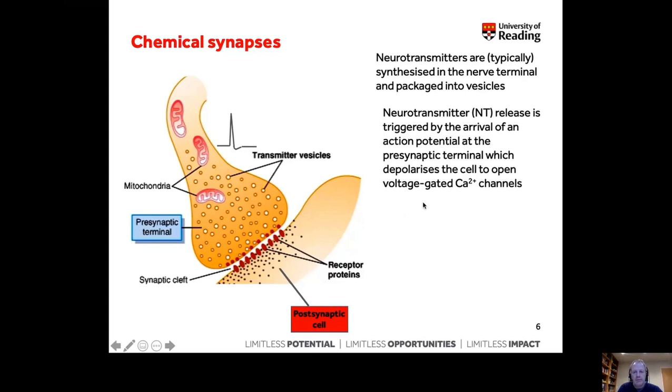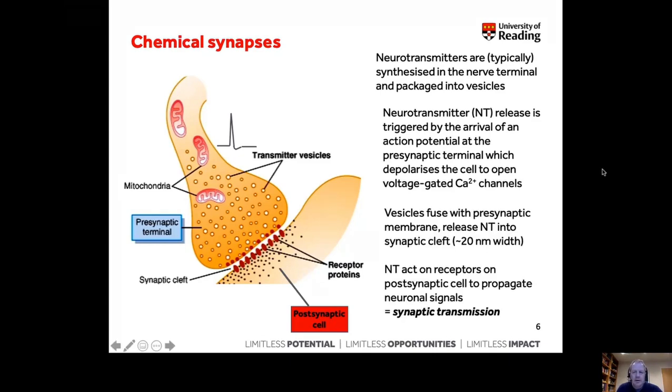Again, some of these, a bit more detail you'll find out about later on in the course, but just make sure you understand the basics for now. The vesicles fuse with the presynaptic membrane, as I said, and release neurotransmitter into the cleft, which is 20 nanometers wide. The neurotransmitter acts on these, typically postsynaptic, receptors. Sometimes there are some presynaptic receptors. Again, these are things that we'll talk about later on in the course. But make sure you understand this as the basis of what we call synaptic transmission.